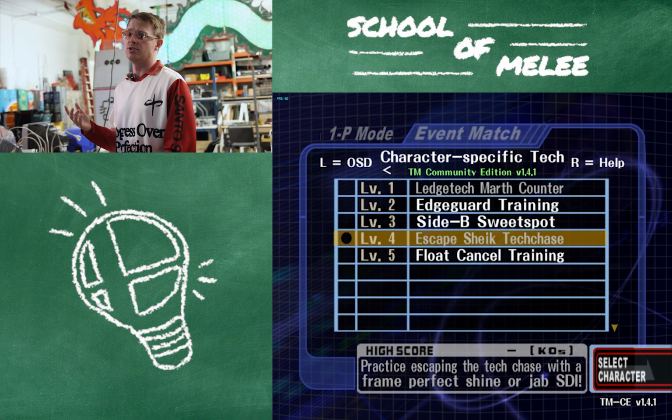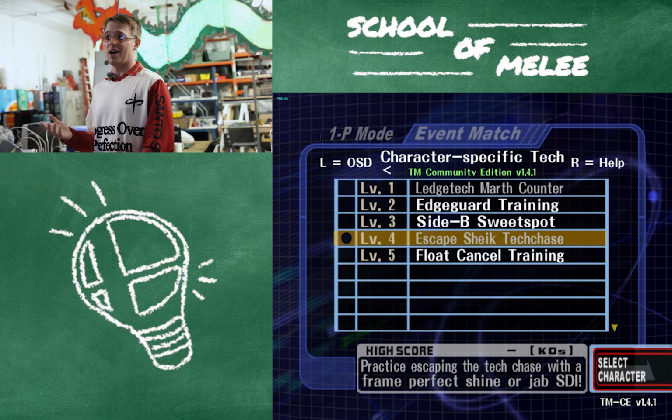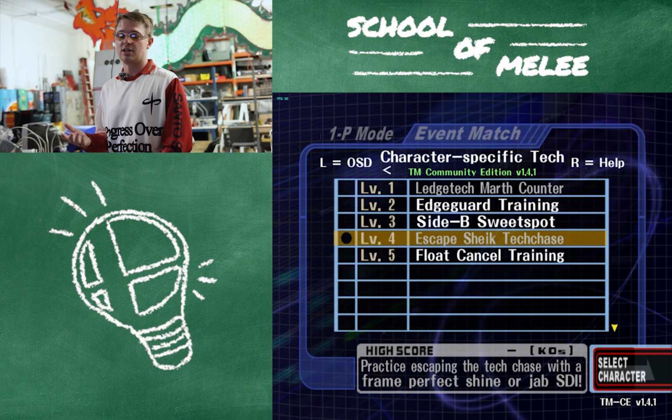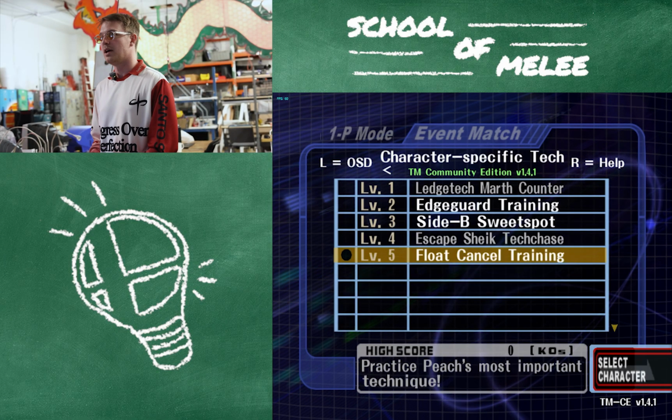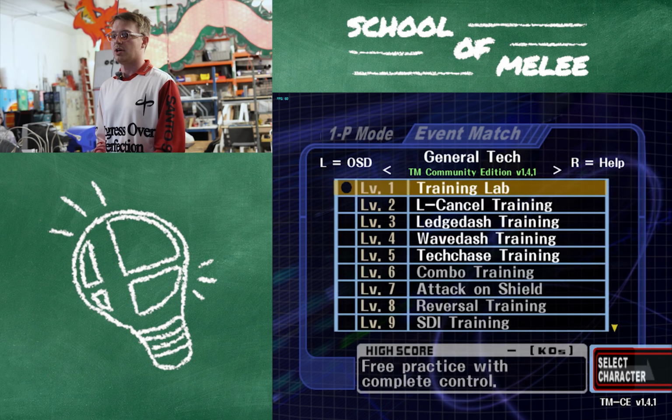Same thing if you find yourself losing to a Falco over and over and over, but you're not well practiced against lasers, I don't know what to tell you. It's just such a strong part of the matchup that I think that's obviously worth your time. Float cancel training for Peach as well.